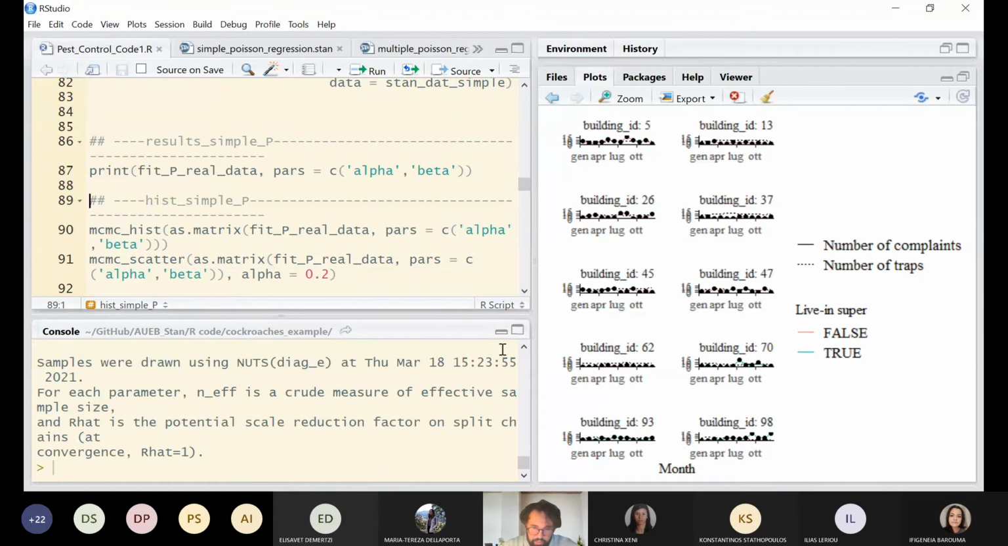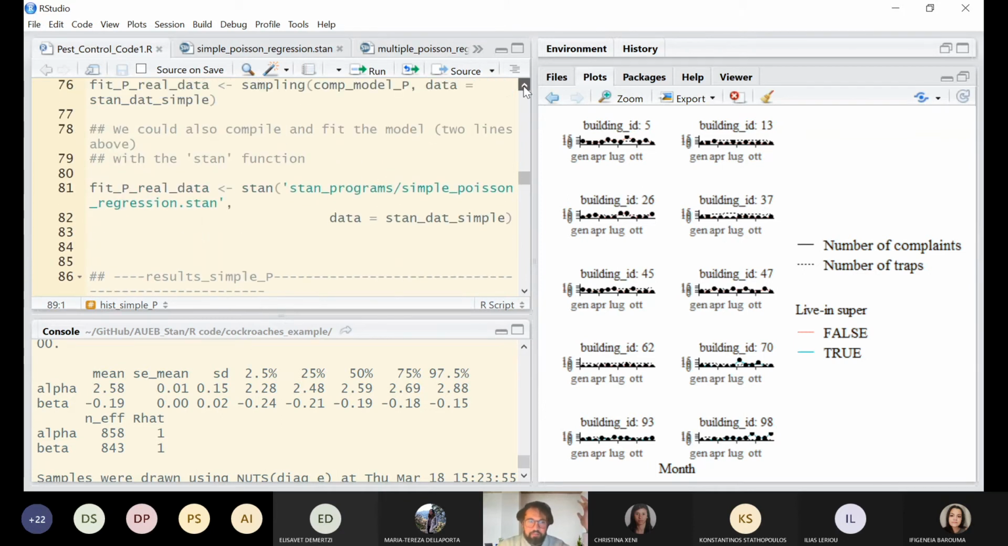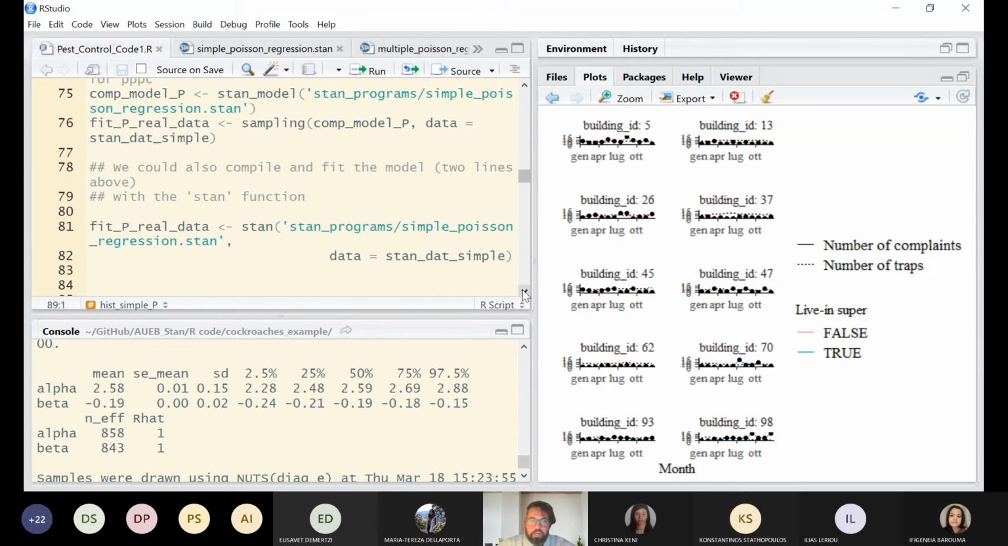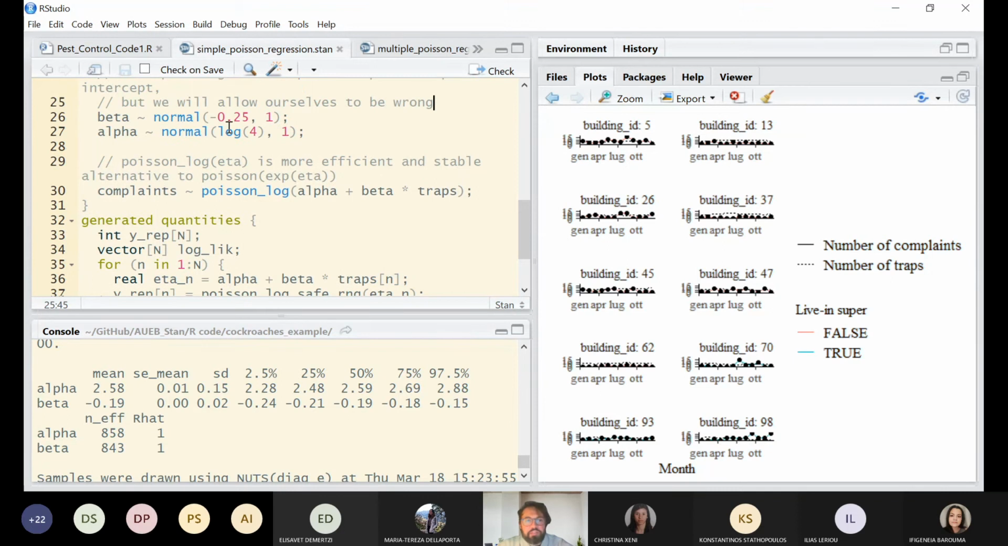So with the print, basically, you can retrieve the posterior estimation conclusion. And as you can see here, we find something that is familiar for us, because the posterior mean for beta is minus 0.19, so something like minus 0.20. So it is in some sense confirmed that there is a negative association between the number of traps and the number of complaints. You remember that when specifying the prior distribution, we also got something from the simple Poisson regression. The prior for beta was centered in minus 0.25.